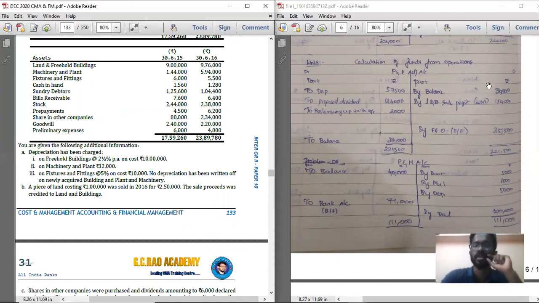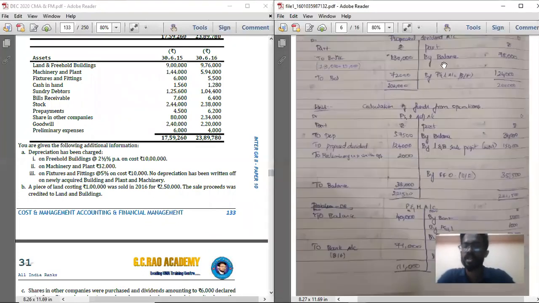P&L account, opening balance put on the credit side, closing balance on the debit side. Depreciation, how much did we calculate? 57,500. Proposed dividend, that is, how much is transferred to P&L account, 1,24,000. Bring that. And one more thing we have calculated here.